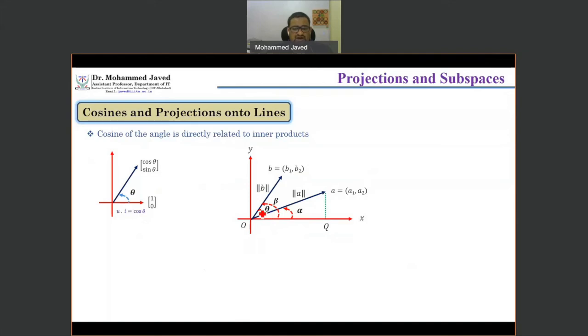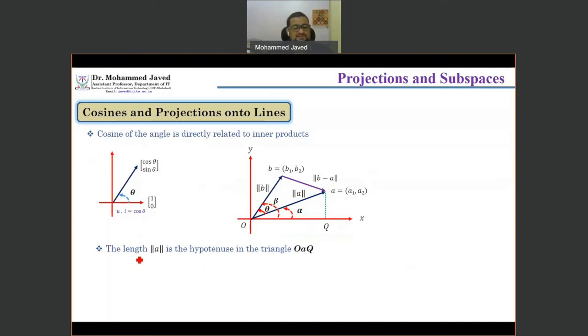Now my interest is to find this theta, the angle between the two vectors A and B. So how can I represent it? Theta is equal to beta minus alpha. So now let us try to get the cosine formula, right? Cosine of the angle theta. Now we can see that by the law of parallelogram, this vector is represented as B minus A, right?